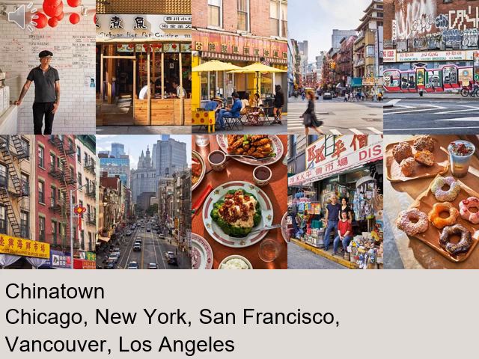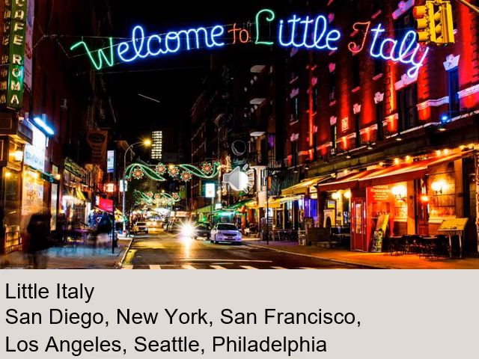Photos from the various Chinatowns throughout North America. Some of the bigger Chinatowns in the world can be found in Chicago, New York, San Francisco, Vancouver, and Los Angeles. And lastly, a photo from Little Italy in San Diego, California. There are various Little Italy ethnic neighborhoods and enclaves in New York, San Francisco, Los Angeles, Seattle, and Philadelphia, to name a few.